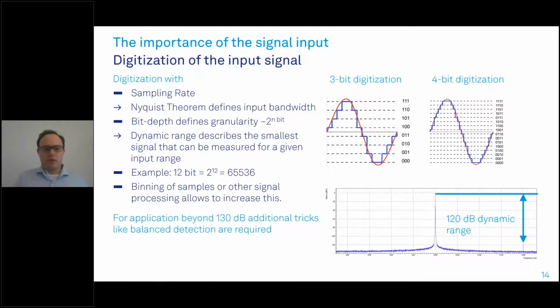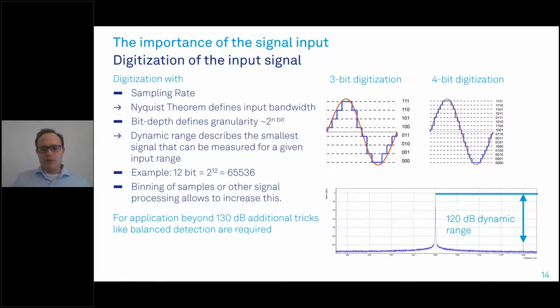An example for 12-bit is 2 to the 12, and unfortunately this is a wrong number on the slide. Of course, 2 to the 12 is 4096. I'm not sure why this got mixed up.